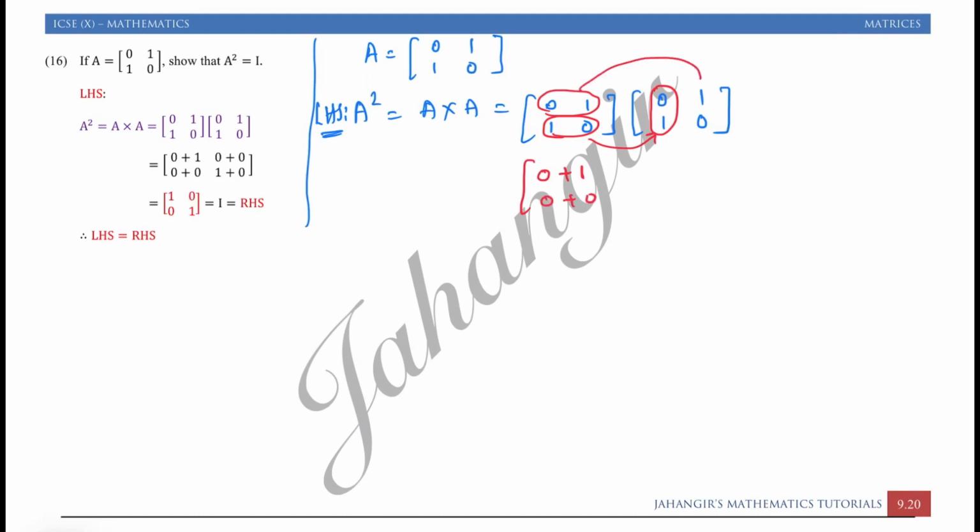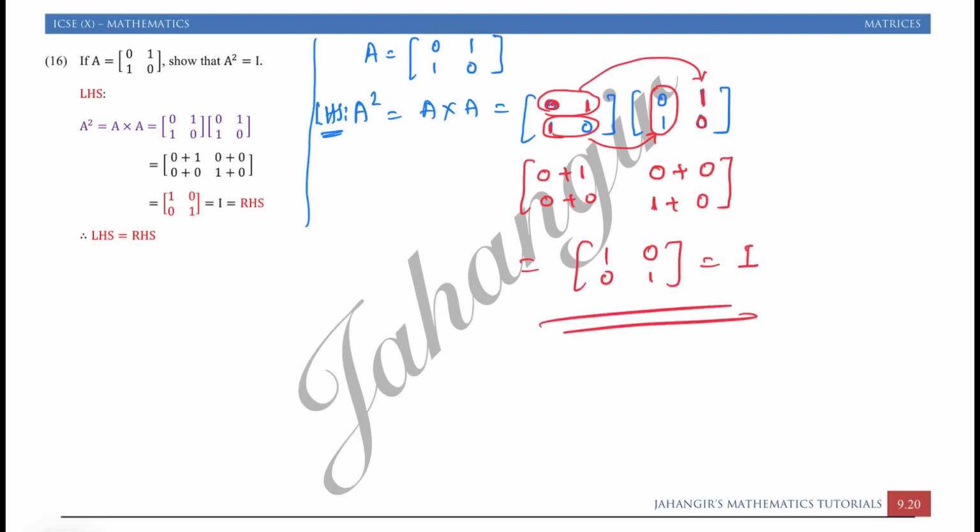Now with the next column, second column. 0 into 1 is 0, and 1 into 0 is 0. Then again 1 into 1 is 1, plus 0 into 0 is 0. So I got [1, 0; 0, 1], that is equal to I. Got the answer. Therefore LHS is equal to RHS.